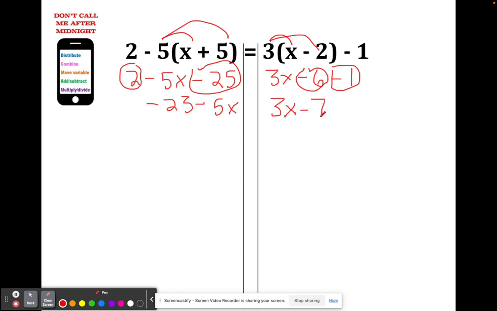Now we want to move our variable, or go to the bigger party. On this side, I have a negative 5x. Over here, I have a positive 3x. Positive 3 is bigger. So I'm going to add 5x to both sides. This cancels. I have negative 23 equals 8x minus 7.